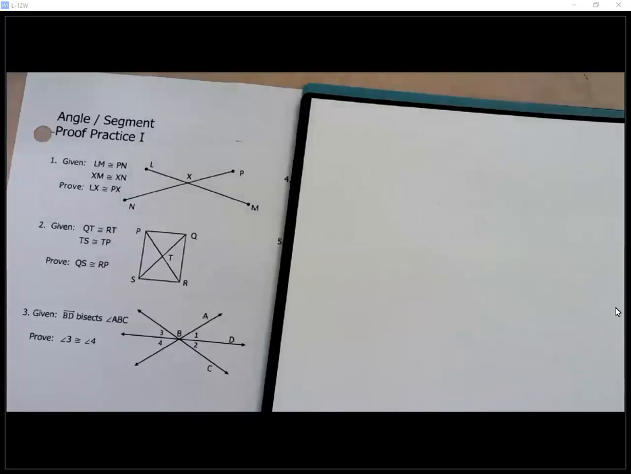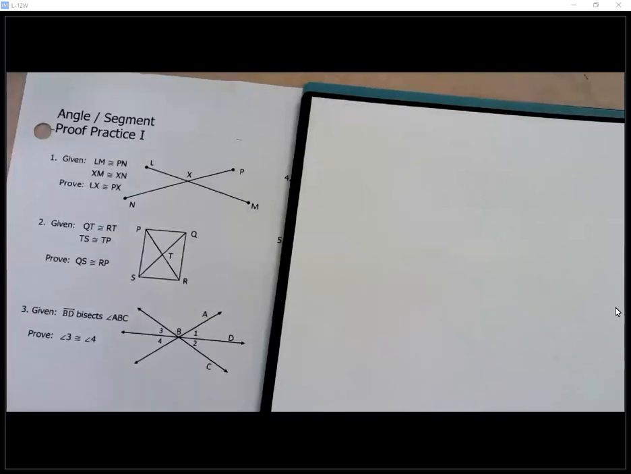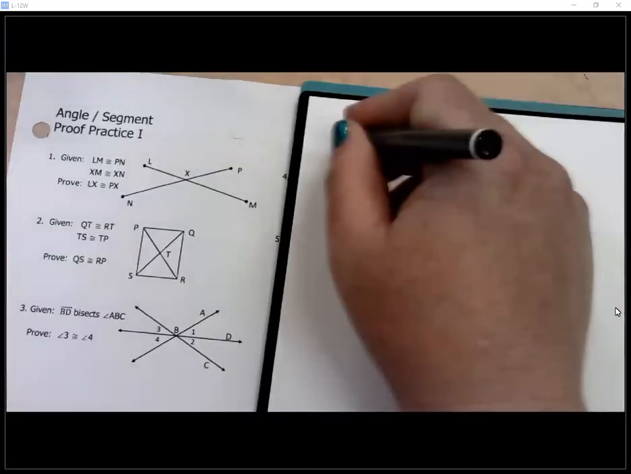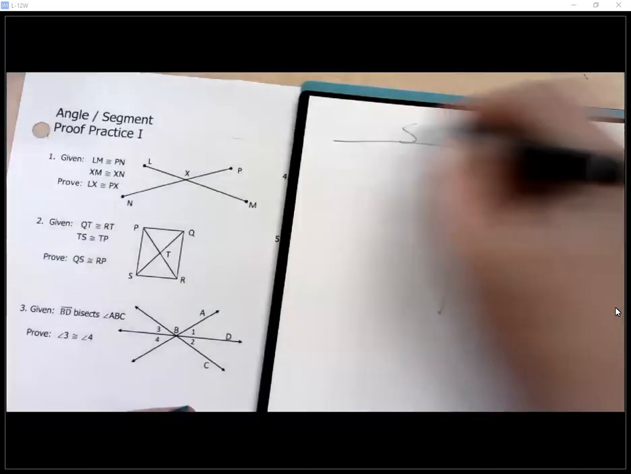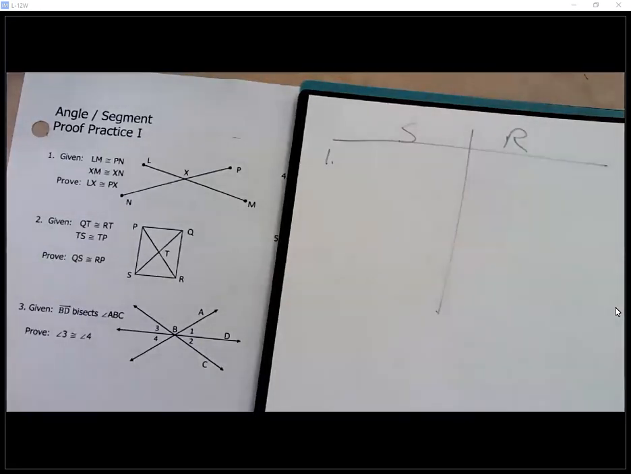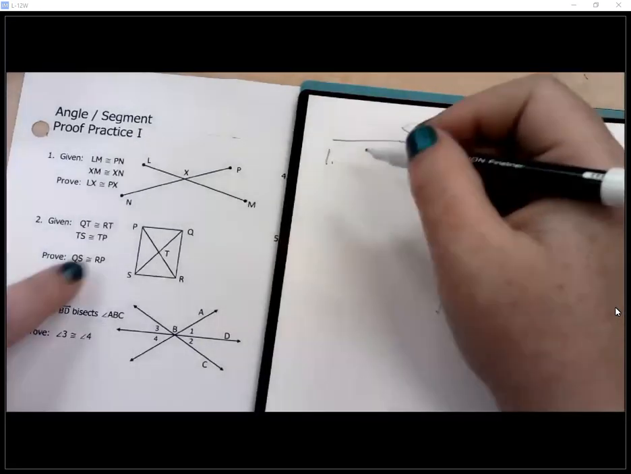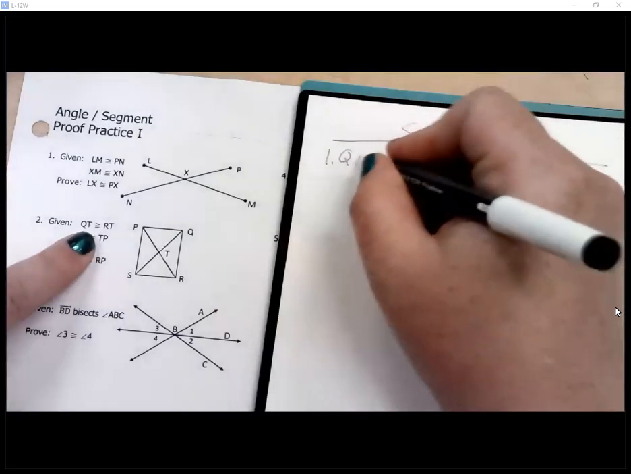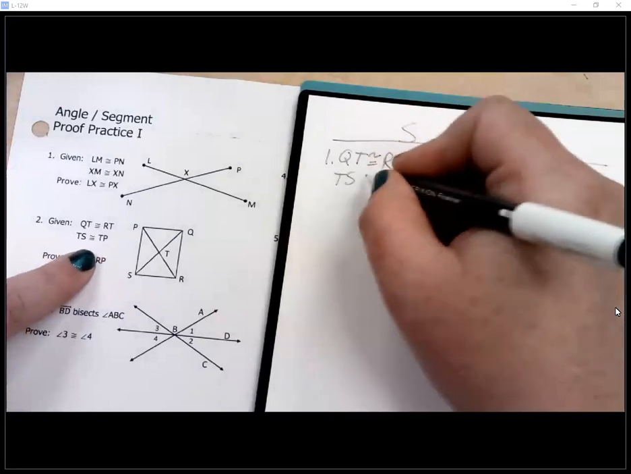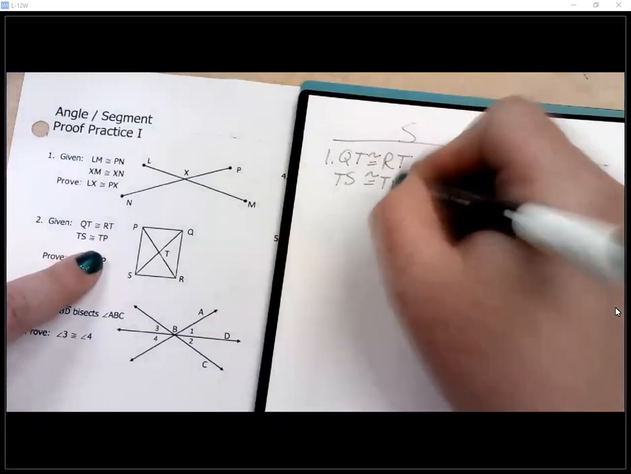Okay, so hopefully you figured your way through number 2 here. Let's go ahead and try it together. Of course, you know how to start. You're going to start off with your statements and your reasons. Make sure you are numbering each side. First, I'm going to start off with my given: QT is congruent to RT, and TS is congruent to TP. And my reason, of course, is given.